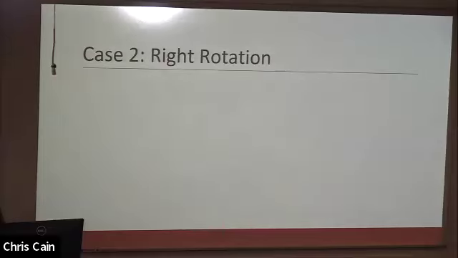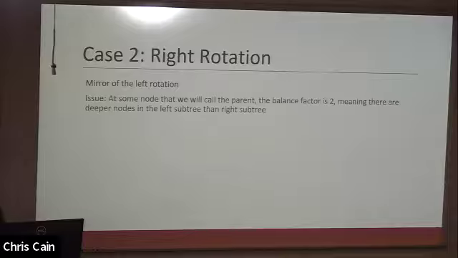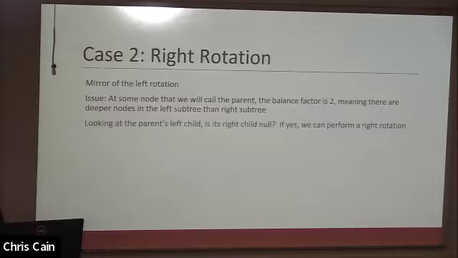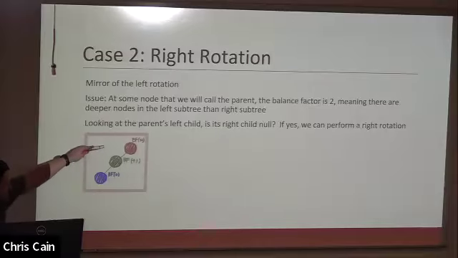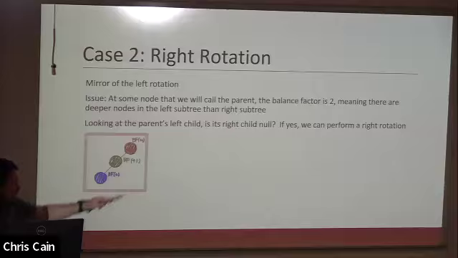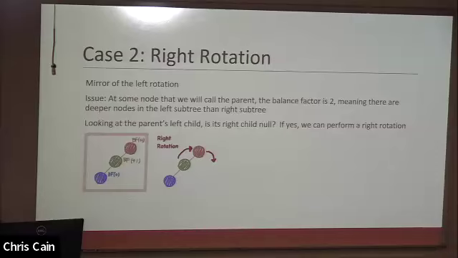So right rotation is exactly the mirror of left rotation. So we have our parent, balance factor is 2 instead of -2. So deeper nodes in the left subtree than the right subtree. We can identify the case by looking at the parent's left child's right child. Is that null? If it is, then we can perform a right rotation. So the parent's left child's right child should be null. And we make a clockwise rotation that we'll call a right rotation around that root.